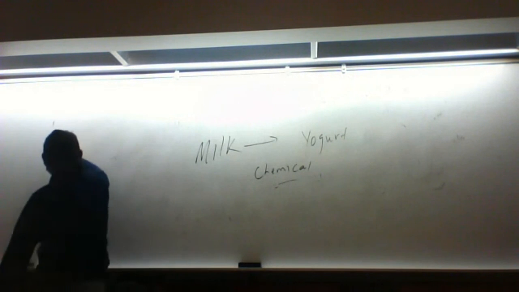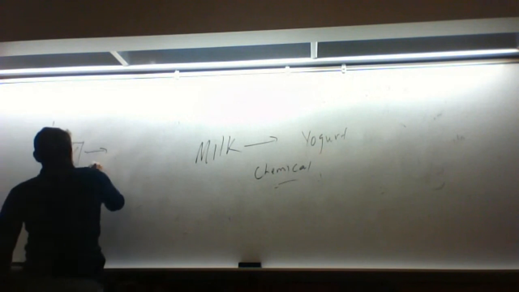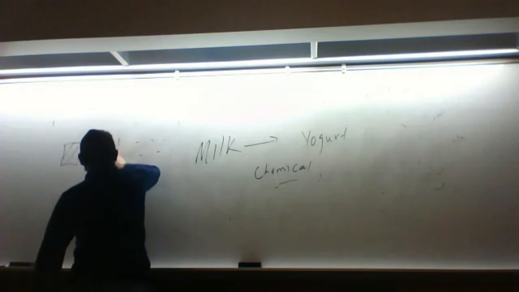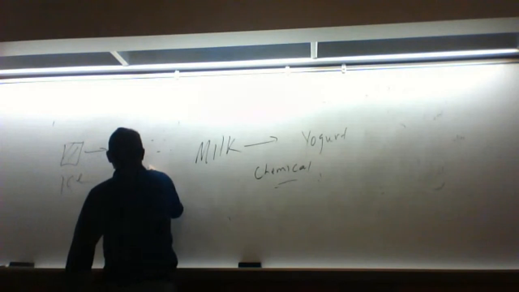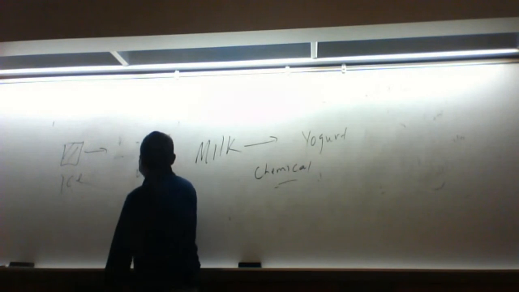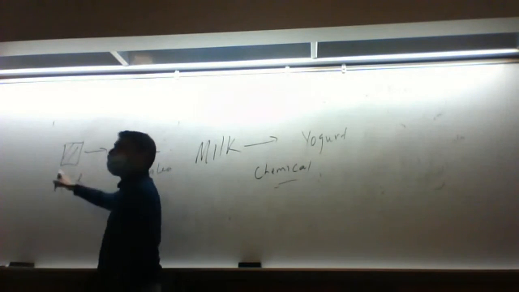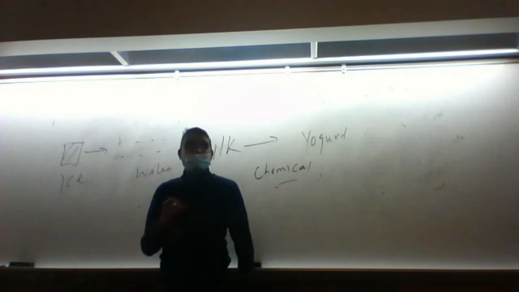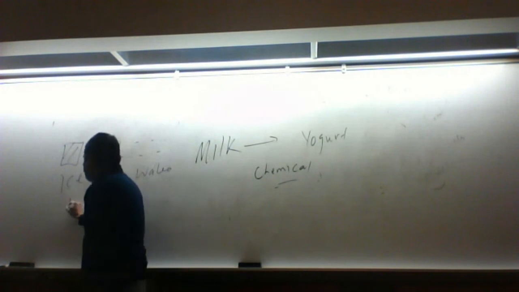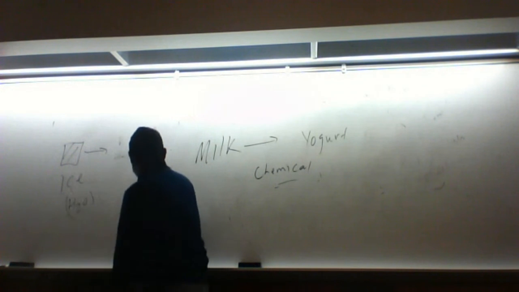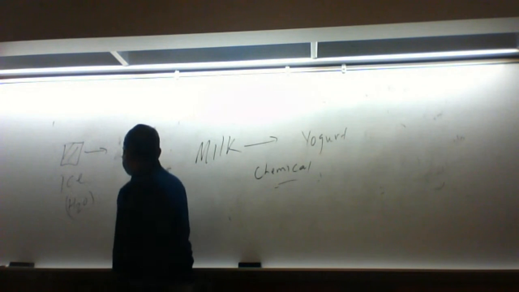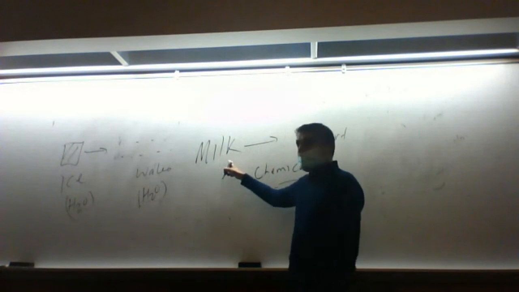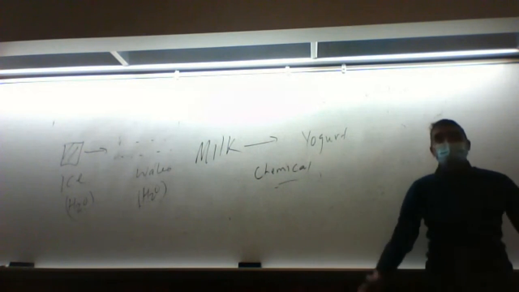But how about this one? You have an ice piece here, and then you heat this ice and you get liquid water. So this is ice, this is water. You heat the ice, you get the water. Now you freeze the water and you get the ice. This kind of change is called physical change. You can just convert it back. Ice is also water, and liquid water is also water. The same form, very pure, the same chemical composition. But the chemical composition of milk and of yogurt is completely different.